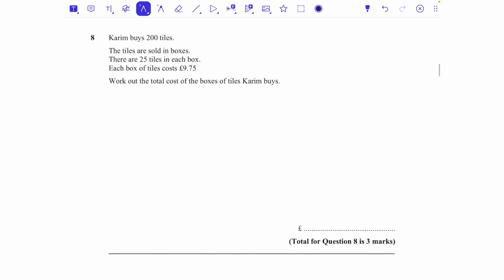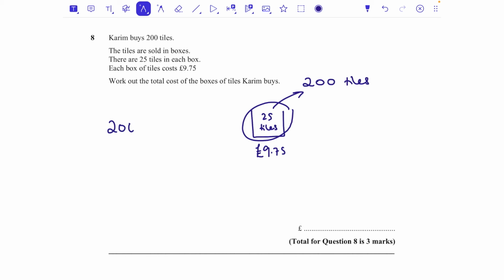Question number 8. Kareem buys 200 tiles. The tiles are sold in boxes. There are 25 tiles in each box, and each box of tiles costs £9.75. Work out the total cost. So if he's bought 200 tiles, and there are 25 tiles in a box, and each box costs £9.75, my first job is to work out how many of these boxes did he buy to get 200 tiles altogether. So to do that, I'm going to take 200 and divide it by 25.